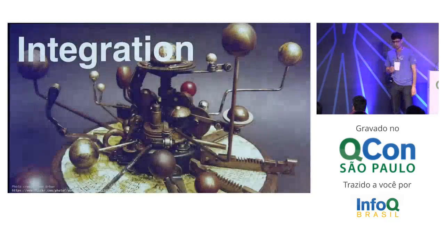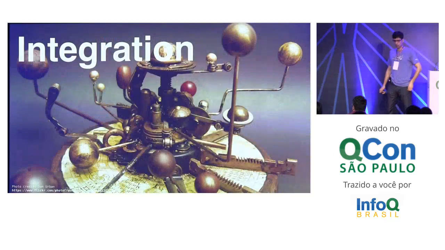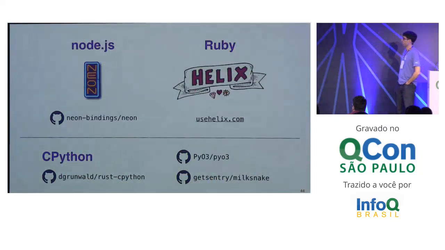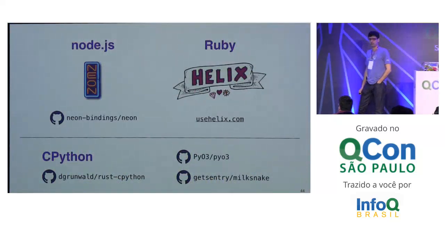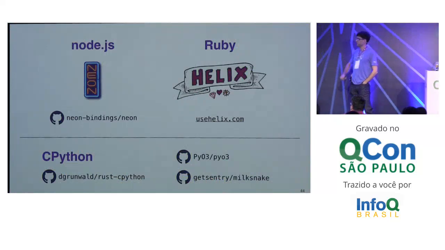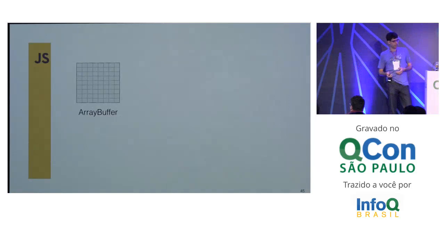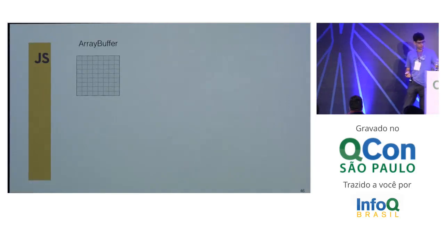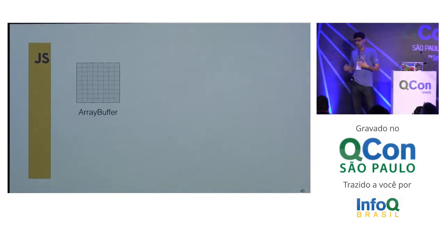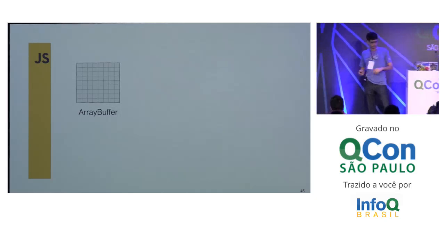All right, so I want to talk about one more application of Rust, which is integrating into other languages. And I'm going to go a little bit quick through it, but I wanted everyone to know that it's possible. So there are a bunch of really cool projects out there for integrating with different runtimes in different languages. There's one for Ruby called Helix, one for Node.js called Neon, and some CPython ones. And what they share in common is that they aim to sort of let you extend the language in a safe way.